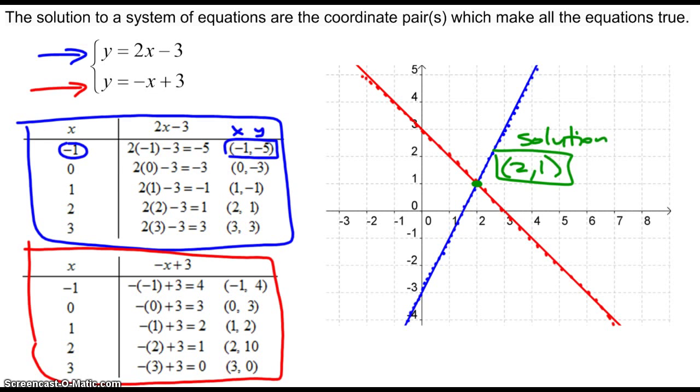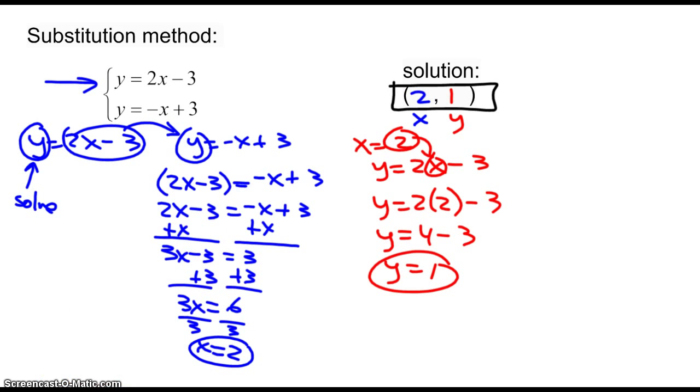Let me go back here. 2 comma 1 was the intersection point. Right? This is just a way to find that point, the x and the y, without having to actually graph. Okay, so if I could summarize the method, it's solve one equation for one variable. In this case, we solve for y, and then substitute what you get in place of that variable in the other equation, so that you have an equation with just x's or just y's.